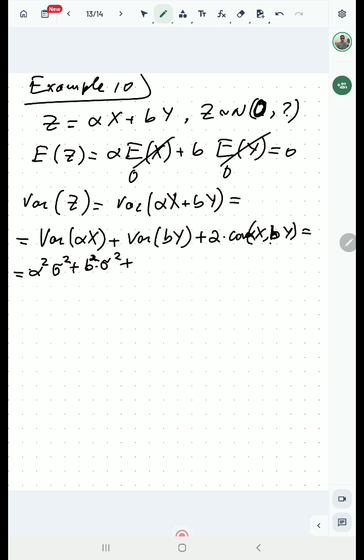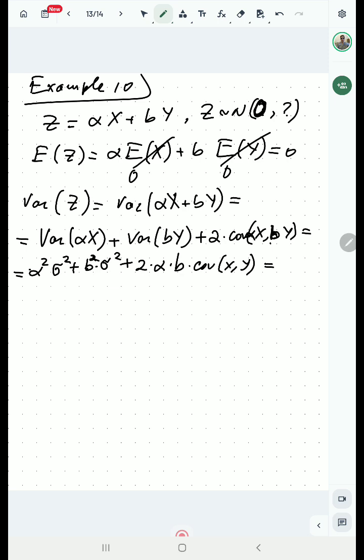And then you have plus 2 times covariance. In the case of covariance, what we can do is rewrite it as 2 times a times b times the covariance of x and y. This is the property of covariances. And then what else can we do?